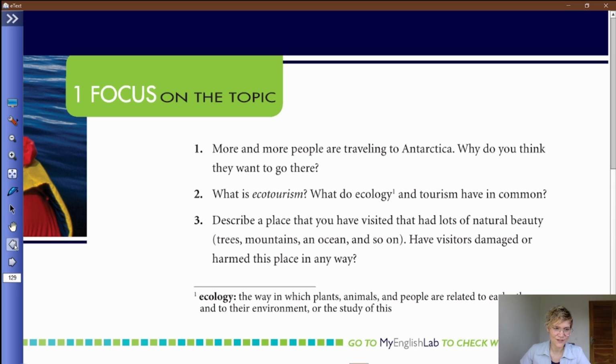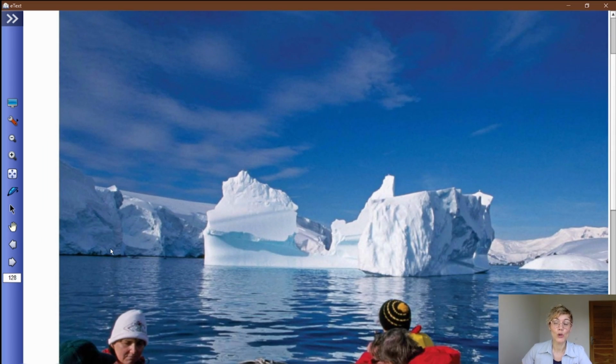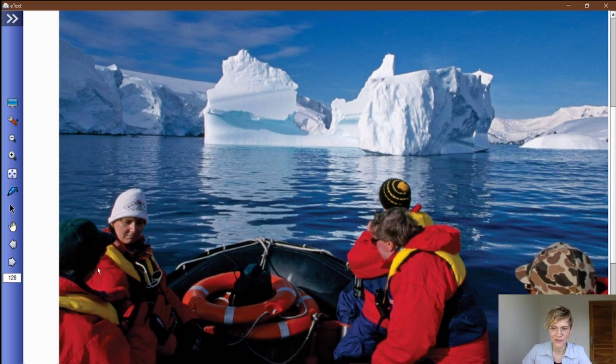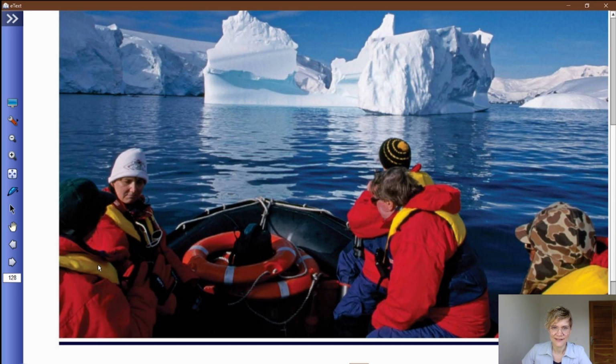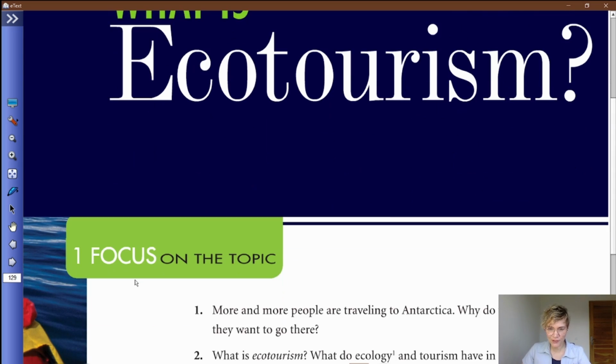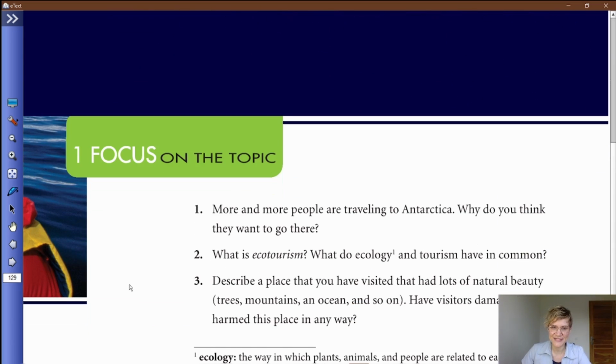I would like you to look at the picture first. You see that ice and snow. Super, super cold. Would you want to go there? I would. Why would people want to go there though? Or why would you want to go there? That's the question for today.